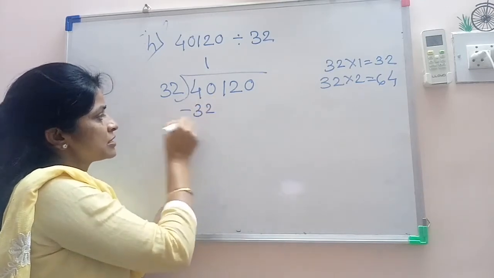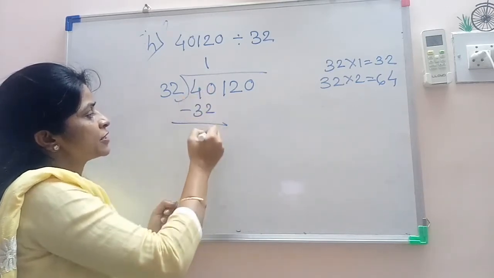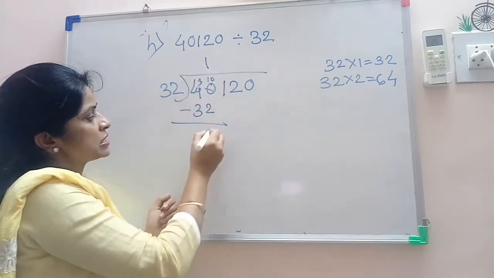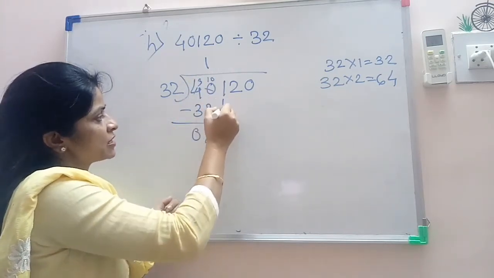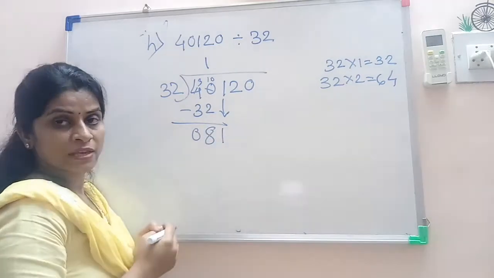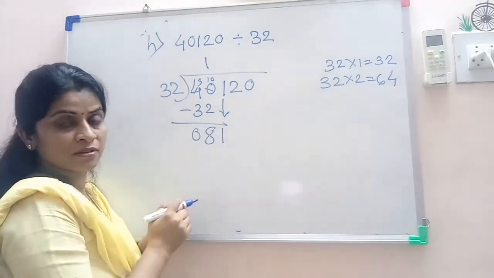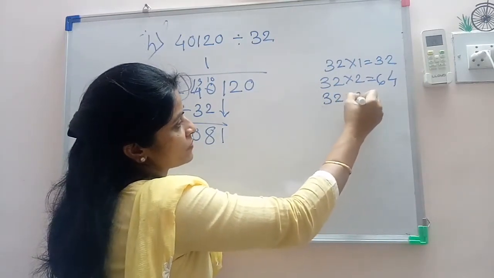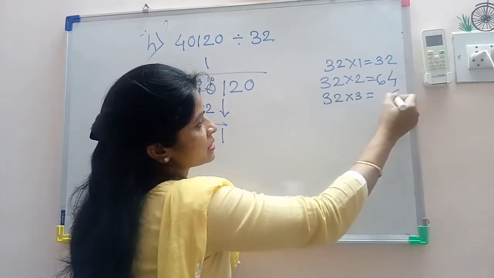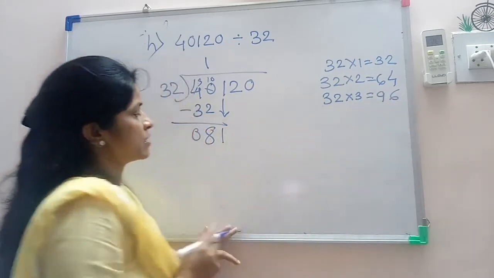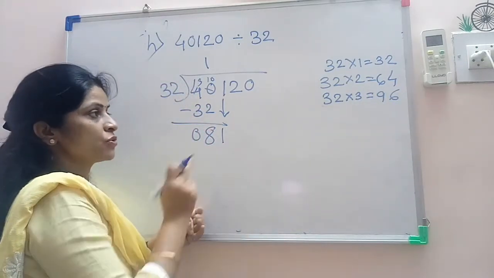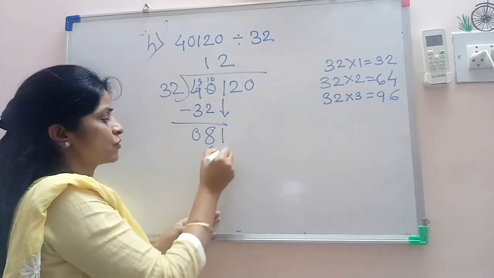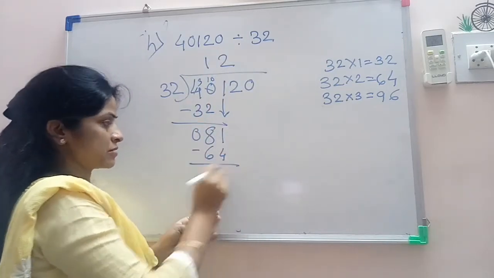Now we will subtract this. We will regroup, that becomes 10 and 3. 10 minus 2 is 8, 0. So we will take the 1 down. Next step. Now we are having 81. Now 81 is there in the table. We will see 32 threes are what will come? 3 twos are 6, 3 threes are 9. This is a bigger number than 81. So we will take 32 twos are 64, smaller than 81.